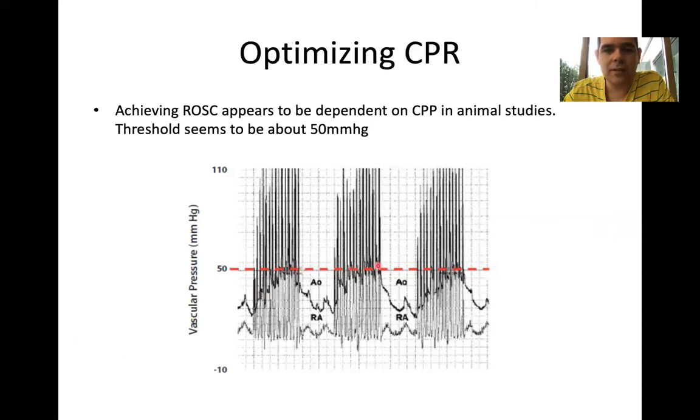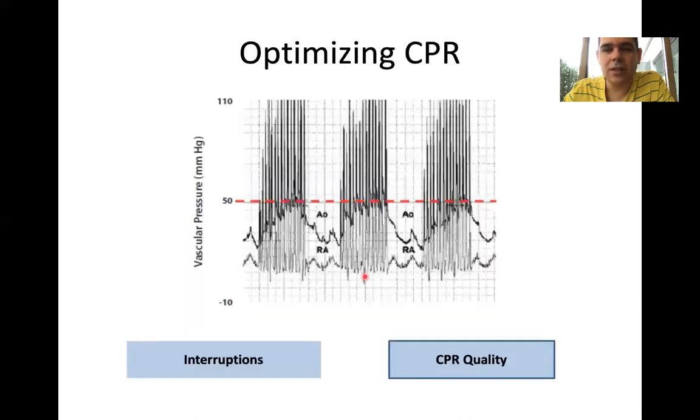So you see that here, all right? So safe to say, it's clear that interruptions to CPR would result in a drop in the coronary perfusion pressure, in the aortic pressure. The other determinant of whether you reach that threshold of 50 is the quality of your CPR. So these are the two key aspects of CPR that we want to target to achieve that high quality CPR that we're talking about.